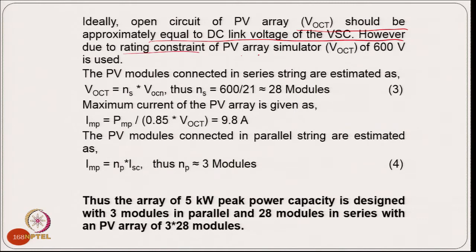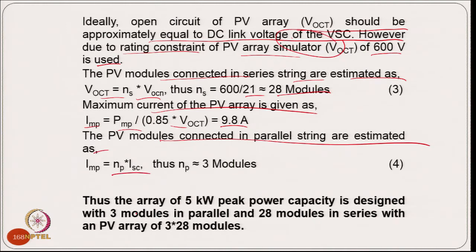However, due to the rating constraint of the PV array, 600 volt is used. So, the PV modules connected in series are calculated from the open circuit voltage into this number of strings. From this 600 we get 28 modules connected in series, and from the maximum current we can calculate from the power. So, we get 9.8, and we can calculate the modules connected in parallel as 3 strings. Therefore, a 5 kilowatt peak power capacity is designed with 3 strings in parallel and 28 modules in series in each, and this makes the array of 3.3 into 28 modules.